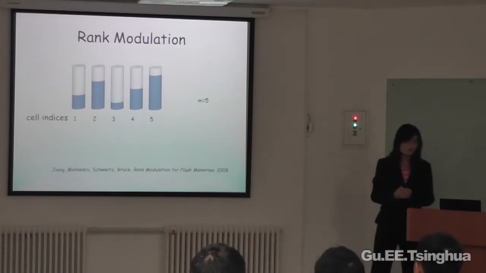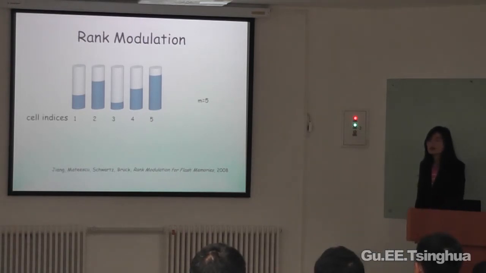So here is an example. Suppose I take 5 cells, and I want to get a permutation. I first take the highest cell, then the second highest cell, the third one, and so on.